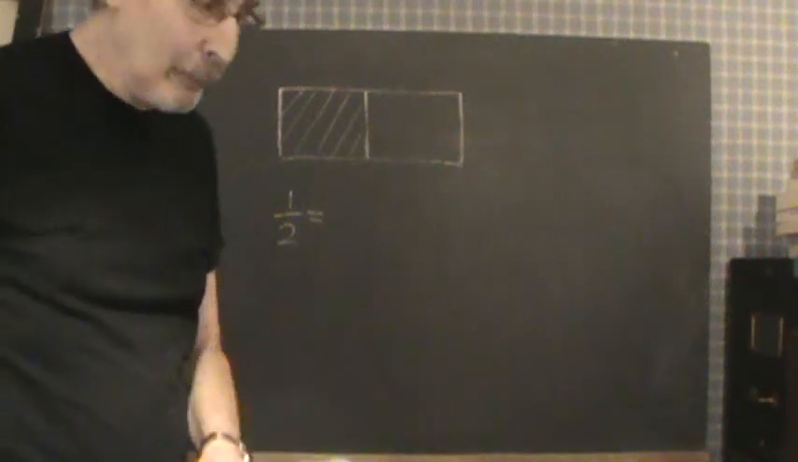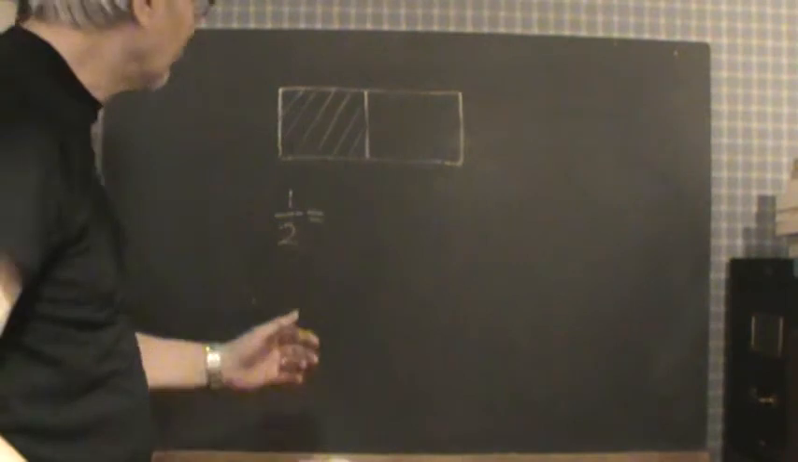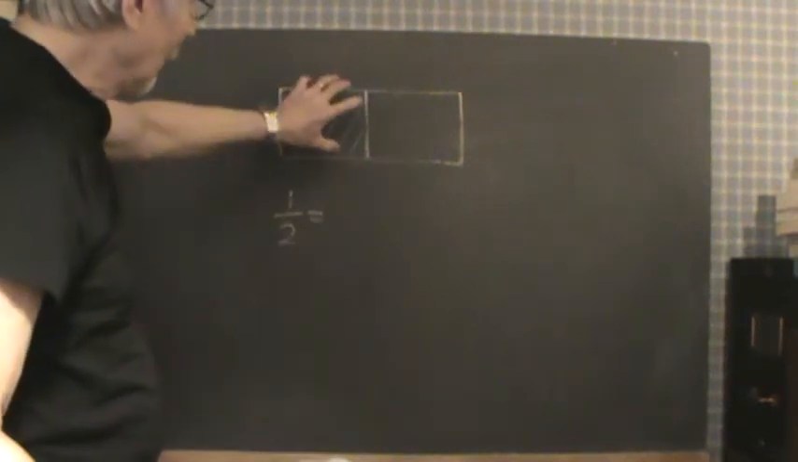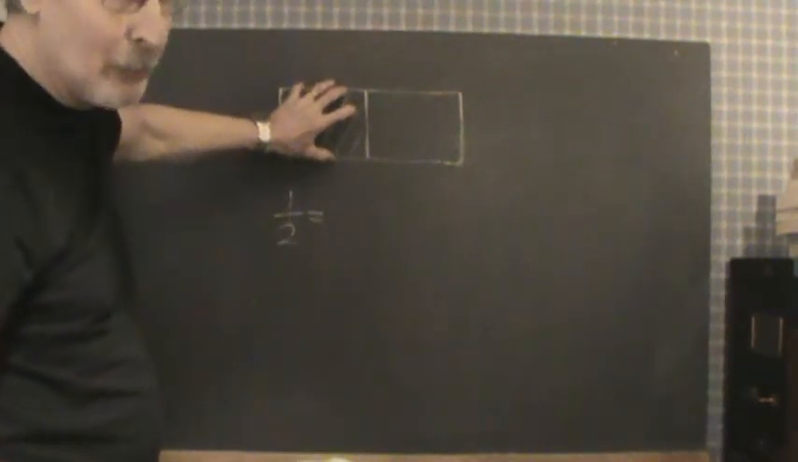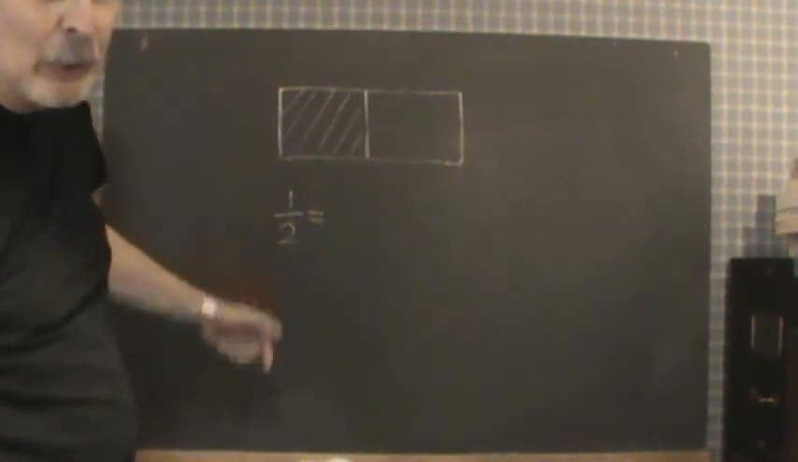The point I want to make in this video is that any given fraction can be written in a million different ways. For example, suppose this is a chocolate bar and you're going to eat half of the chocolate bar. You're going to eat one large piece out of the two that are available. And we write that fraction like this, 1 out of 2.